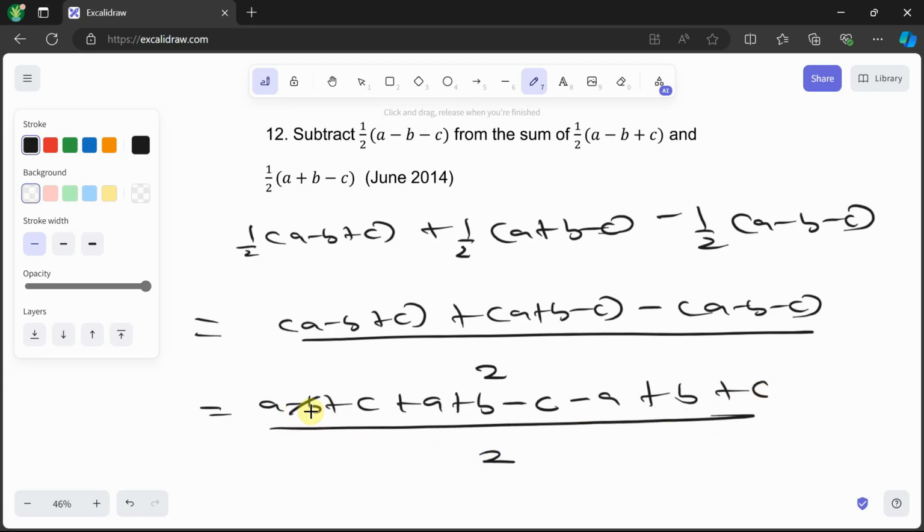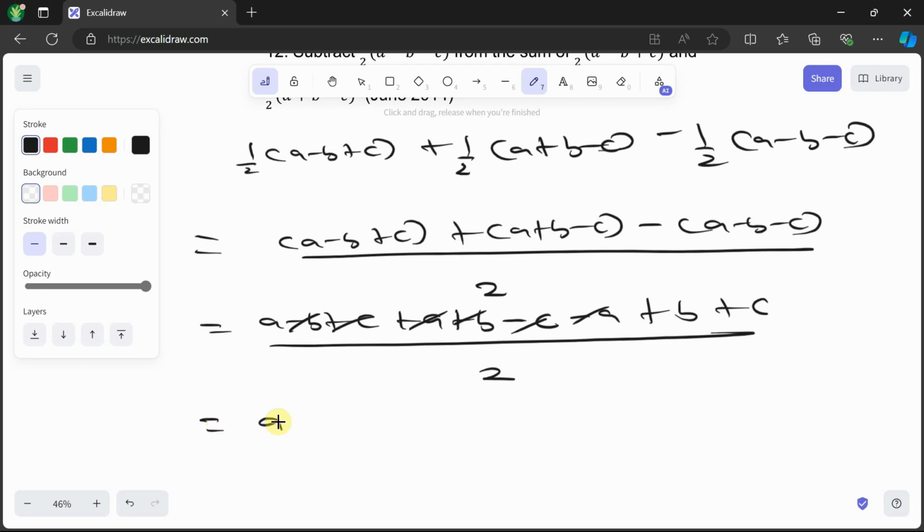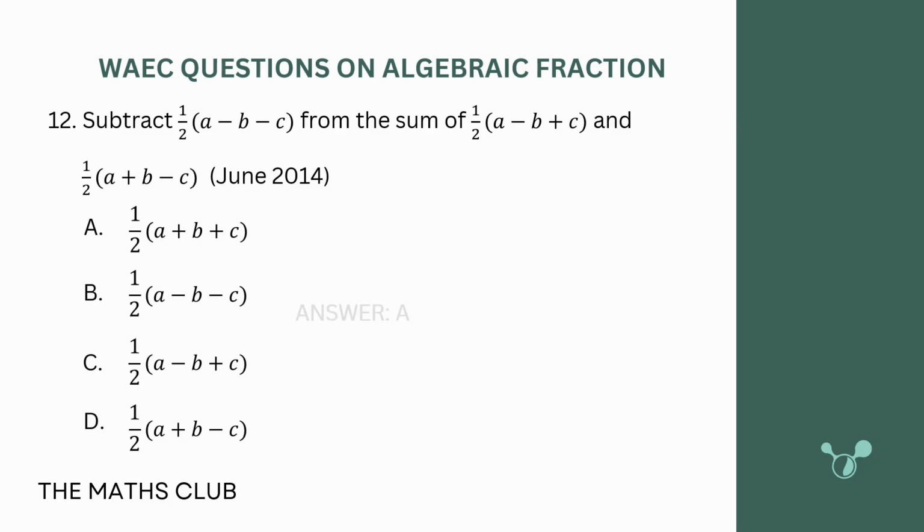So minus b and plus b, that will be 0. Plus a and minus a, that will be 0. Plus c and minus c, that will be 0. So I'll be left with a plus b plus c. So this will leave (a plus b plus c) all over 2. And I can factor and see this like 1 over 2 open brackets a plus b plus c. Let's see if our answer is correct. That will be option A.